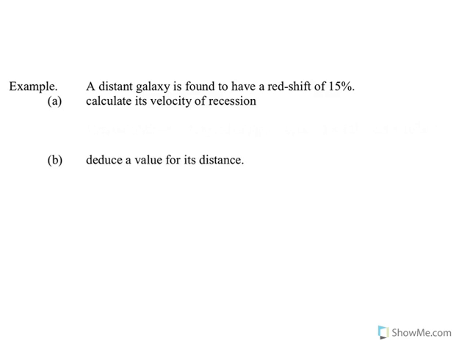Alright, let's have a look at an example. A distant galaxy is found to have a redshift of 15%. Calculate its velocity of recession. So 15% means 15% of the speed of light.